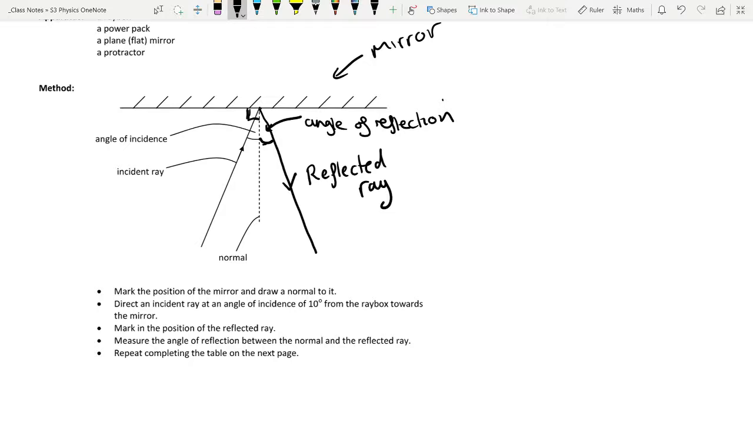All those different names for different things are important, and you will be using them quite often. You will be adding to your vocabulary as well, but you have just learned a few things. Incident ray, the light going in. Reflected ray, the light being reflected. Angle of incidence, which is between the normal and the incident ray. And angle of reflection, which is between the normal and the reflected ray.